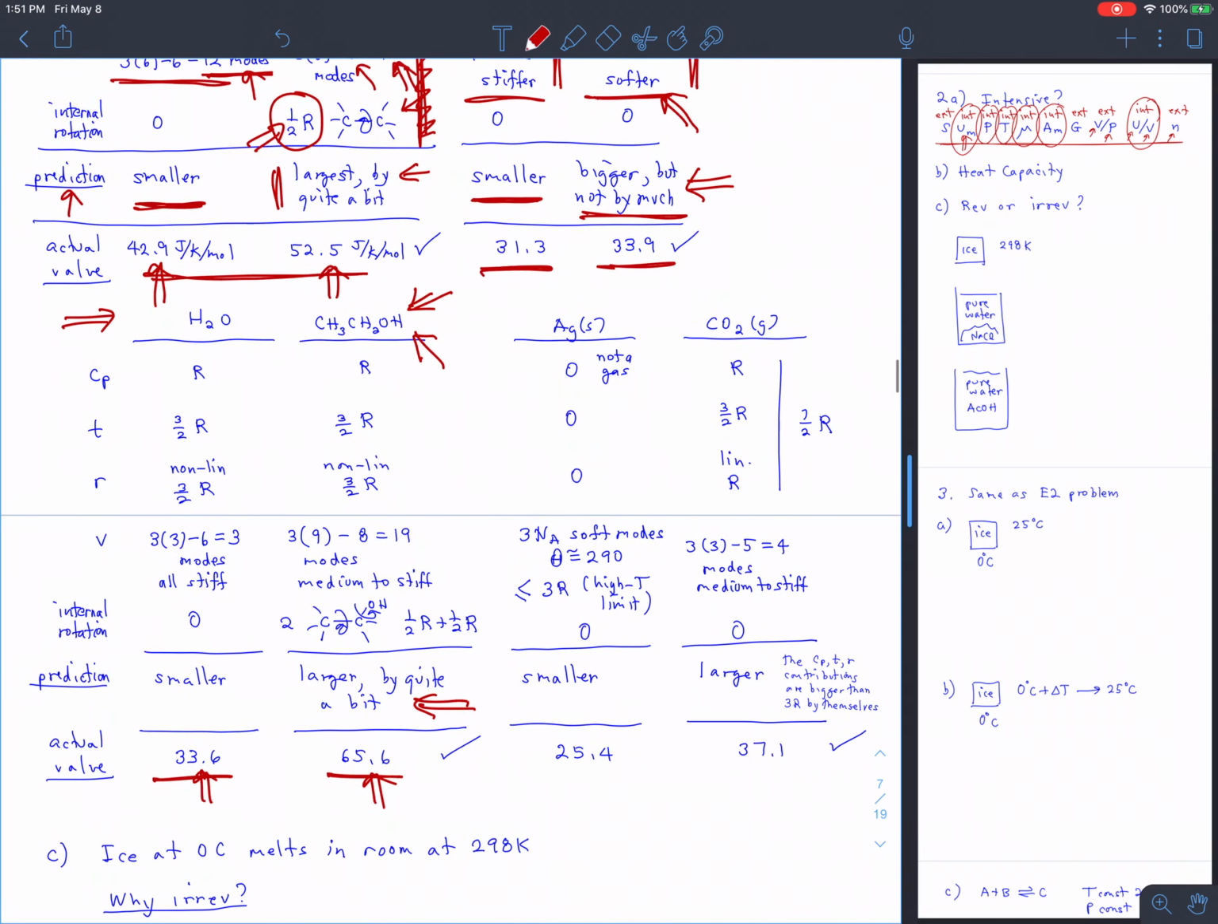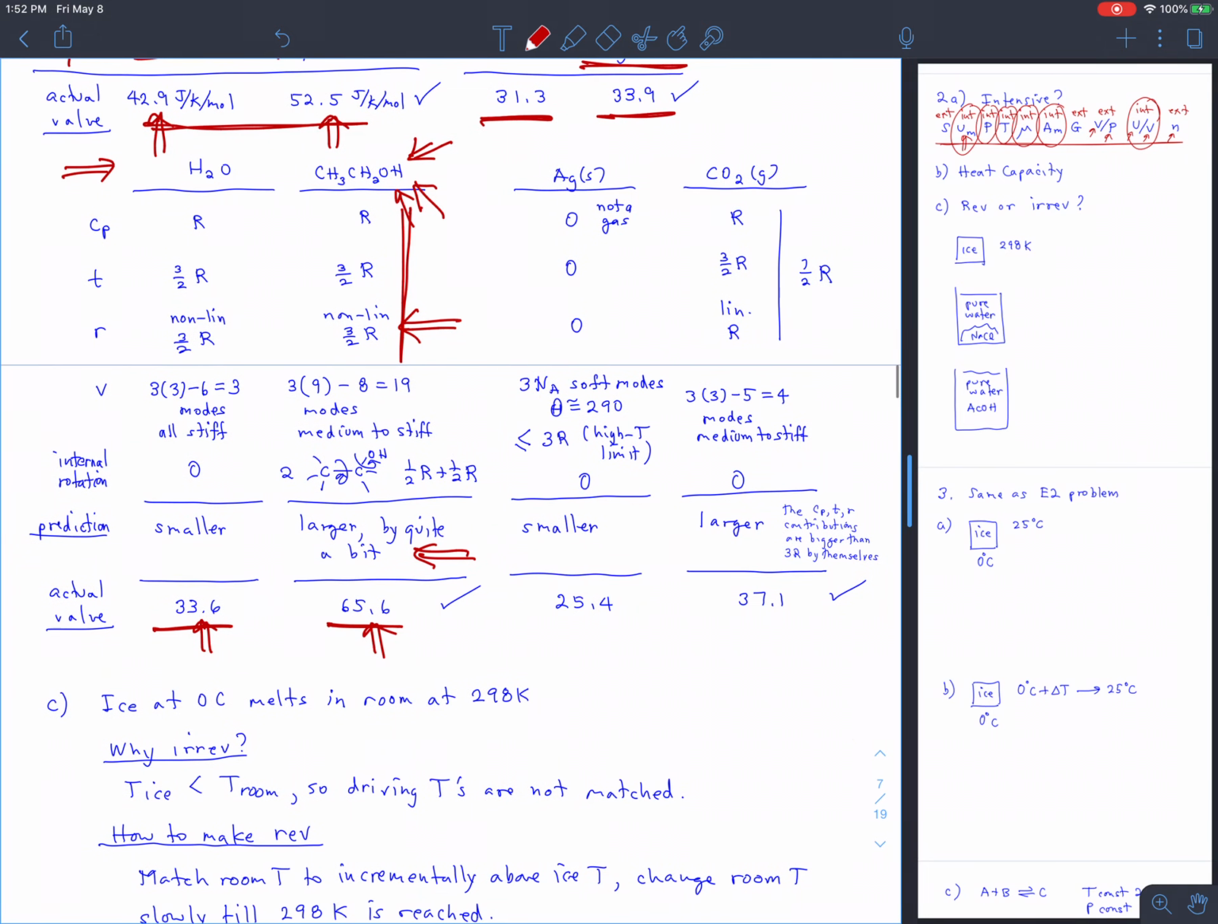And that's because, of course, ethanol is just a much bigger molecule. That's what you'd always expect. But let's go through the contributions. All three of the top ones, the CP contribution, the translational contribution, the rotational contribution, are the same for the two because they're both nonlinear molecules. The vibrations, there's a lot more vibrations for the ethanol just because there's a lot more atoms. And there's two internal rotations for ethanol, right?